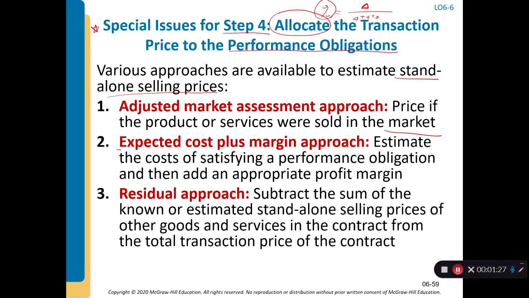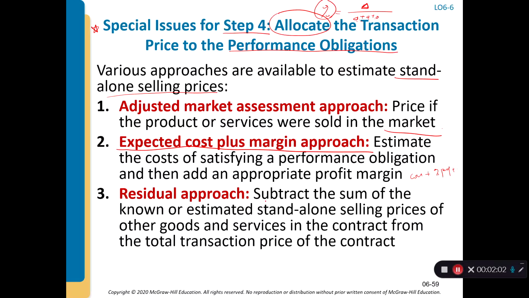The second one is expected cost plus a margin. This happens when you are not really sure of the market price, and you just want to say, by performing each obligation, how much can I make on top of the cost. This is also simple, right? The standalone price is just the cost plus the percentage of the profit, so that one you can recognize as well.